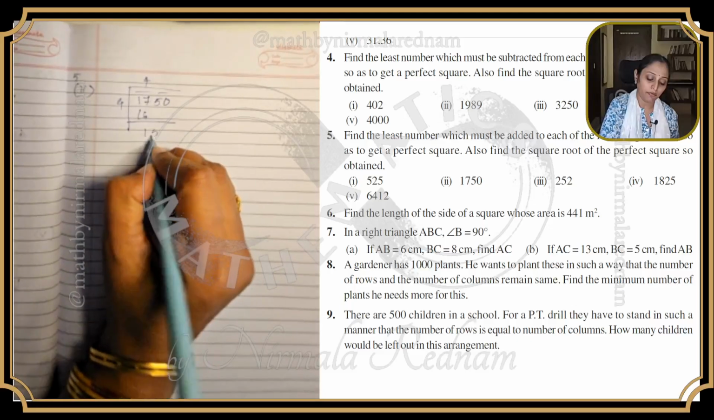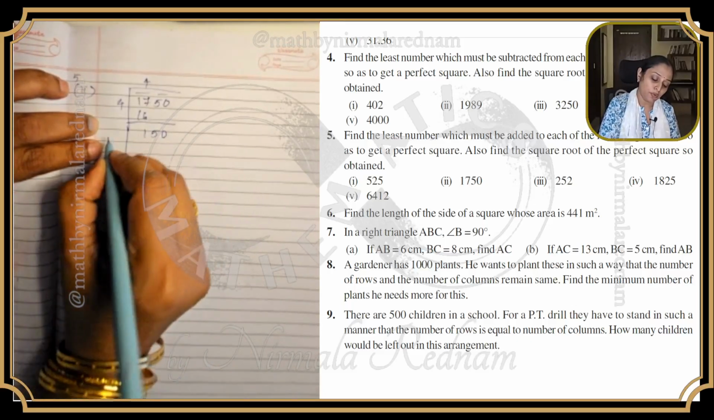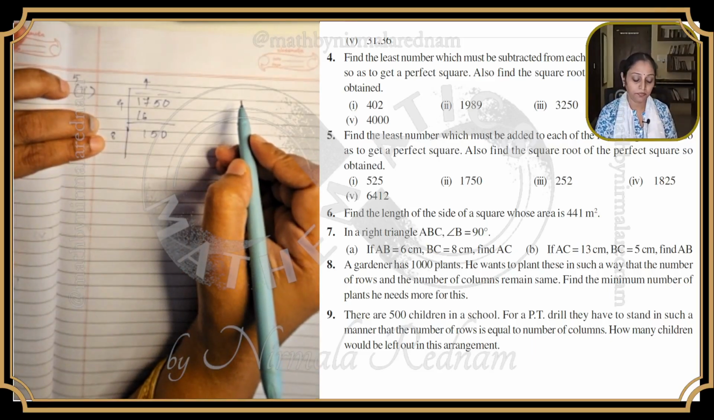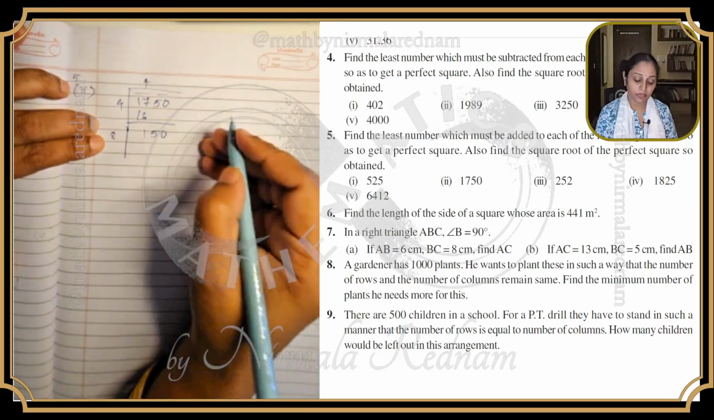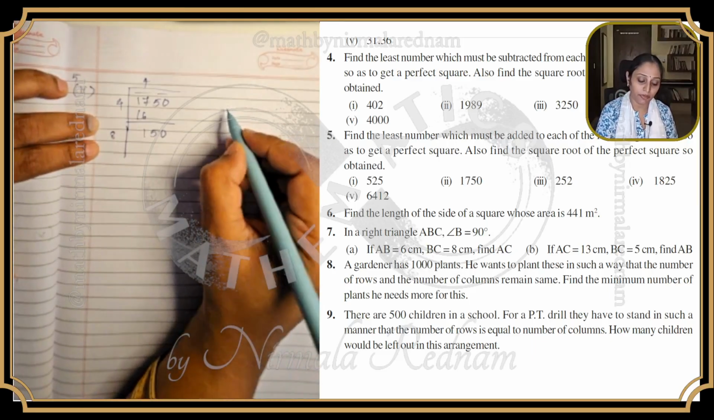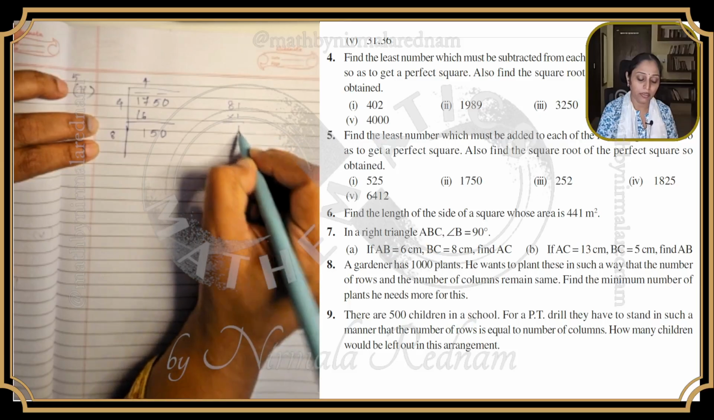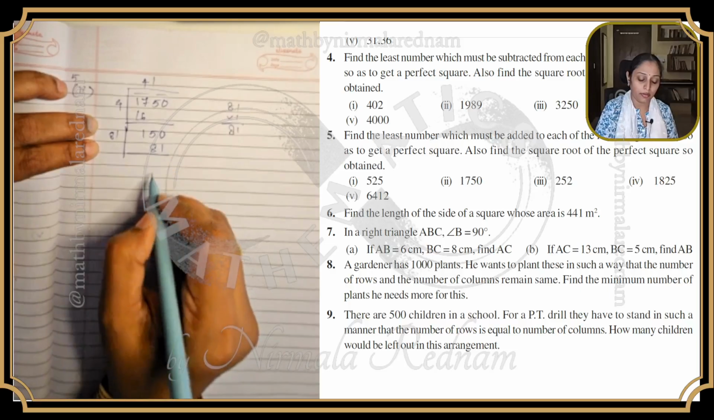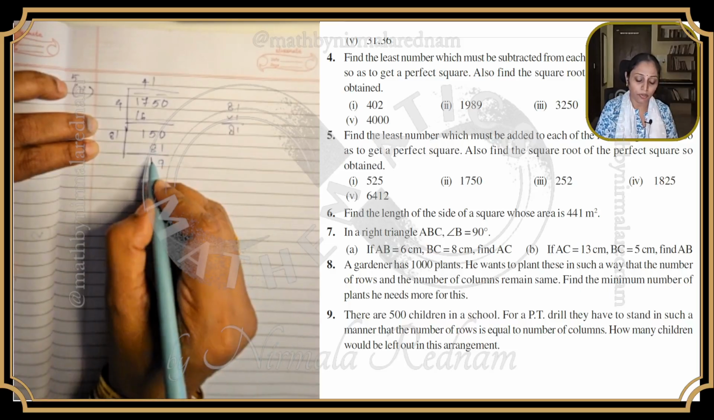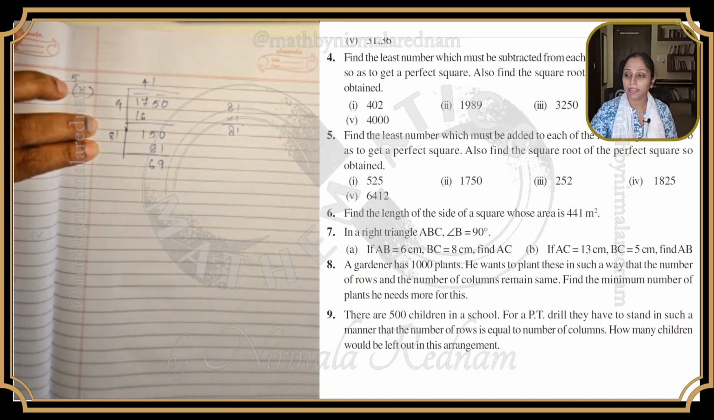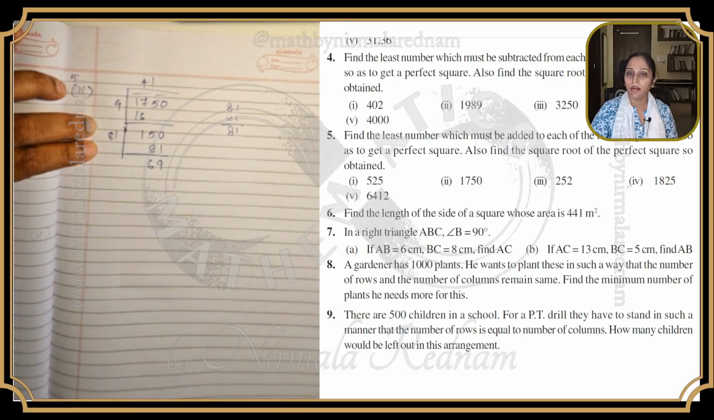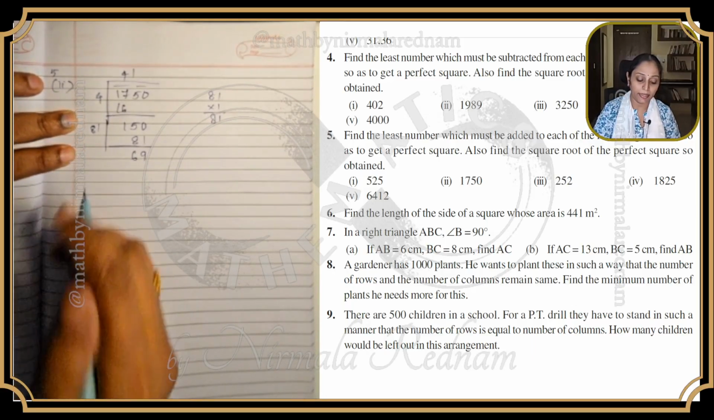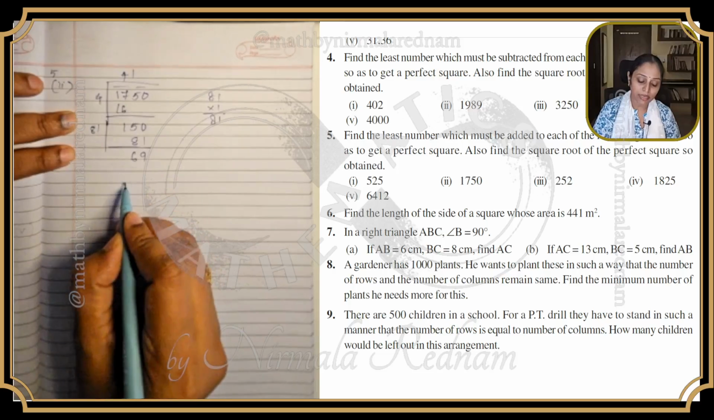16, 150. Twice of 4 is 8, right? Now 82 into 2 is 160 something, which is greater than 150. So I have to take 81 only. And I have the remainder, which is actually not important, but still we have to show it. It is 69. Right? Now what are we going to do? Now they're asking you what should be added to make it a perfect square.